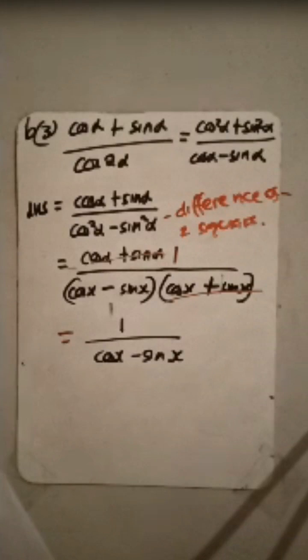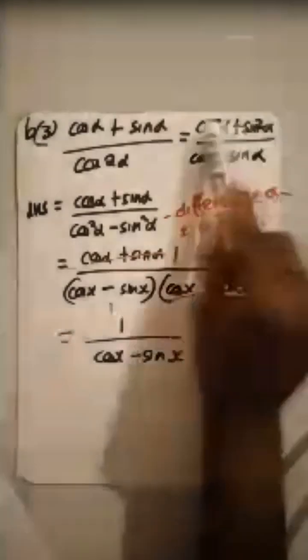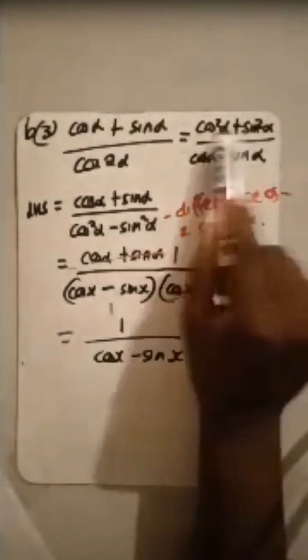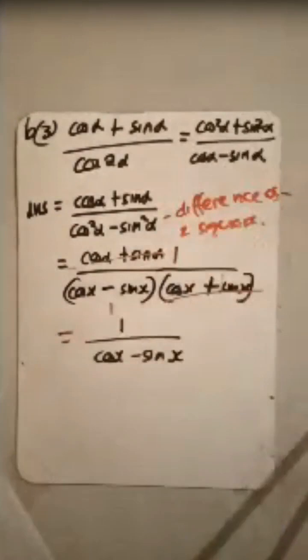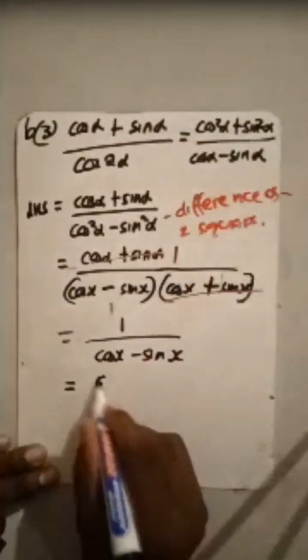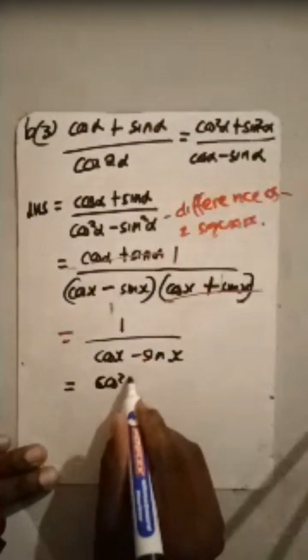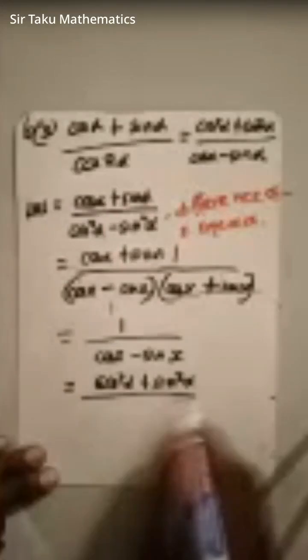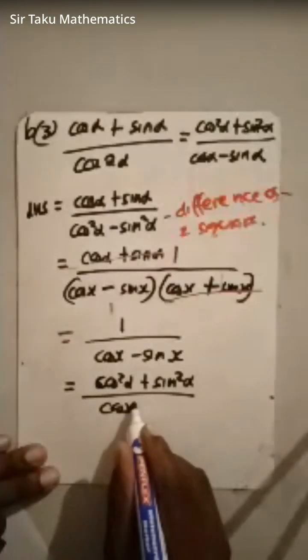Yes, the same. Why? Because cos squared alpha plus sine squared alpha is equal to 1. This one, cos squared alpha plus sine squared alpha is equal to what? 1. So we know that the 1 on the numerator is the same as cos squared alpha plus sine squared alpha, over cos alpha.